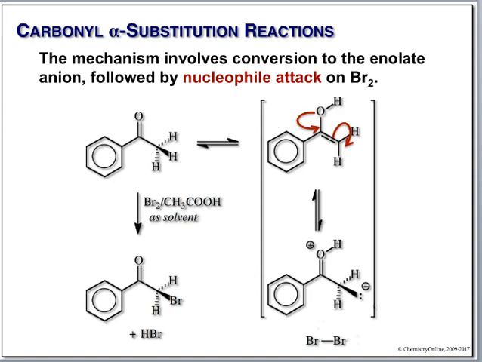So the acid catalyzes the enolization. As it collapses, we form the carbanion here. The carbanion simply attacks bromine, and we wind up with the alpha-bromo compound. Very, very simple. Works very nicely for both aldehydes and ketones. Any questions?